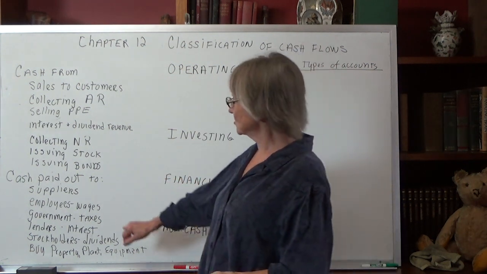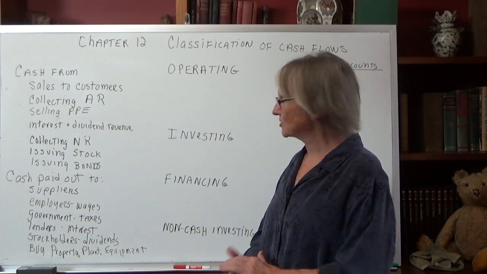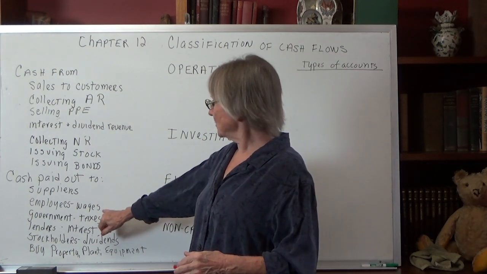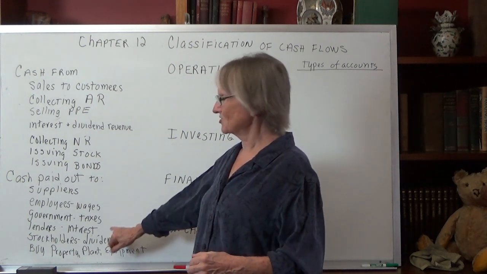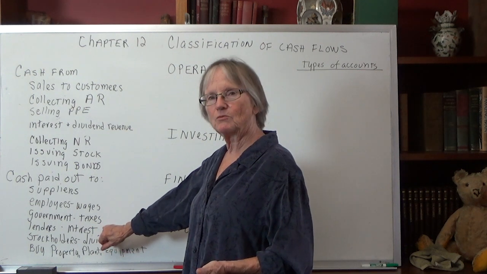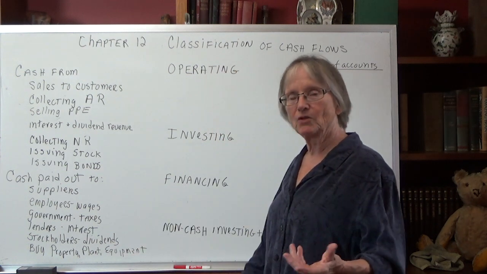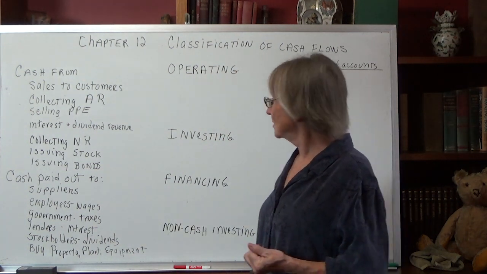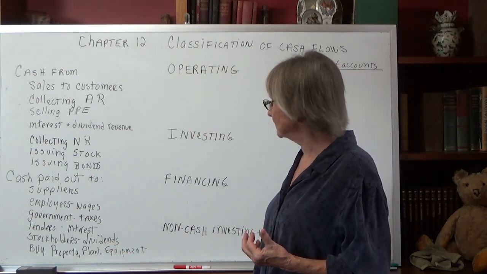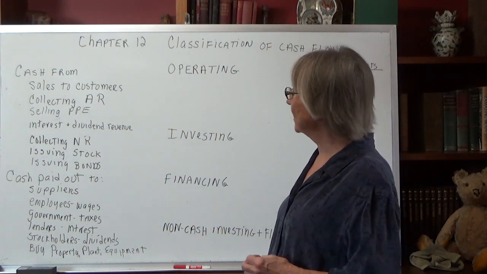Cash can get paid out to suppliers for various inventory or other things that the company needs, operational things they're using in the operations. It gets paid out as wages to employees, as taxes to various government agencies. And maybe the company had taken out a note payable, and so it's paying interest to lenders or interest to bondholders. It could be paying dividends out to stockholders to keep them happy. Or they could be using cash to buy property, plant, and equipment or other long-term assets.